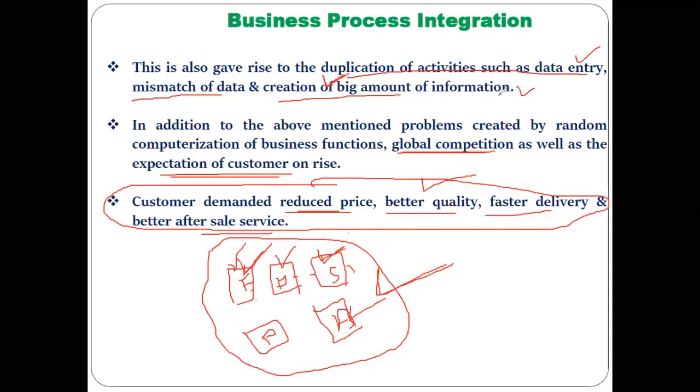Okay, now in addition to this problem, even after the introduction of the computerized information system, if these departments are not linked or connected with each other, problems can come related to the duplication of data entry and mismatch of data, and because of that a huge amount of unwanted information is getting stored and created. Along with this problem, global competition came into the picture, huge competition between the businesses, and another problem came, that is the huge rise in the expectation of the customer related to certain products, and to the industry that provides those products.